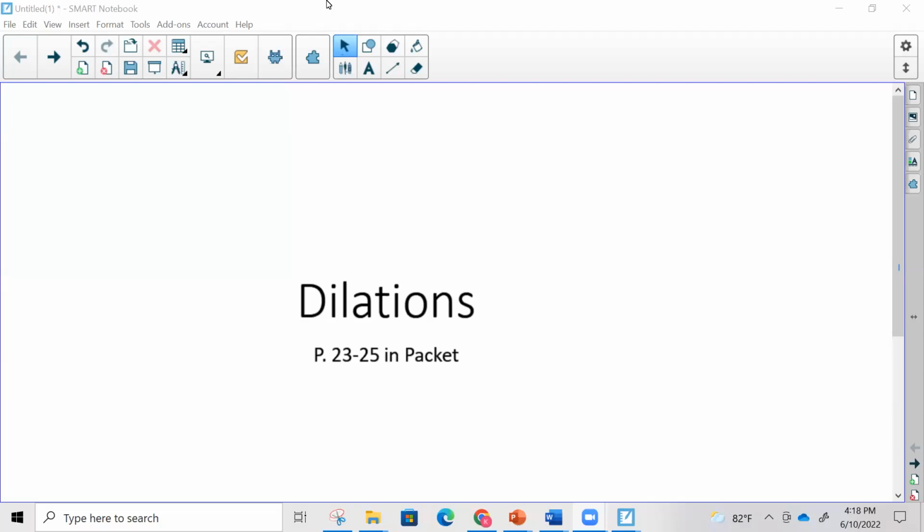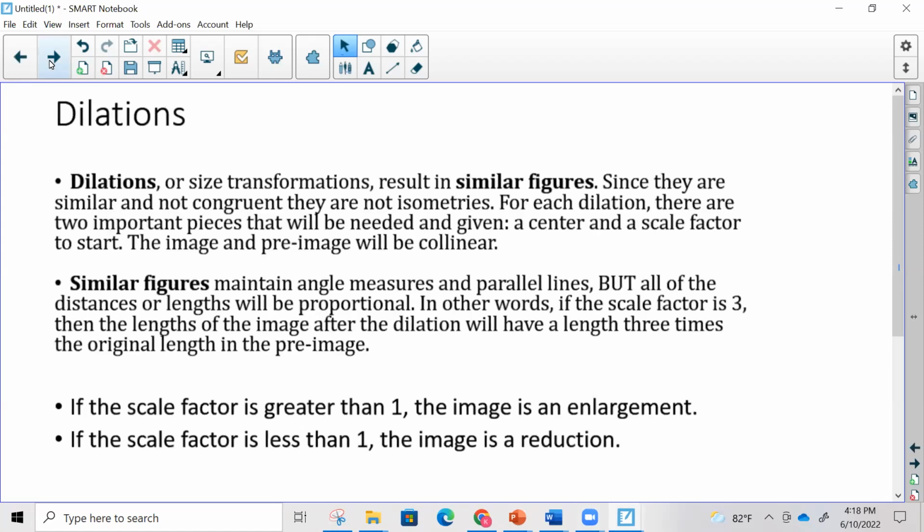Okay, so in this video, we are going to look at dilations. It's on pages 23 and 25 in the packet. Okay. So first off, what are dilations?